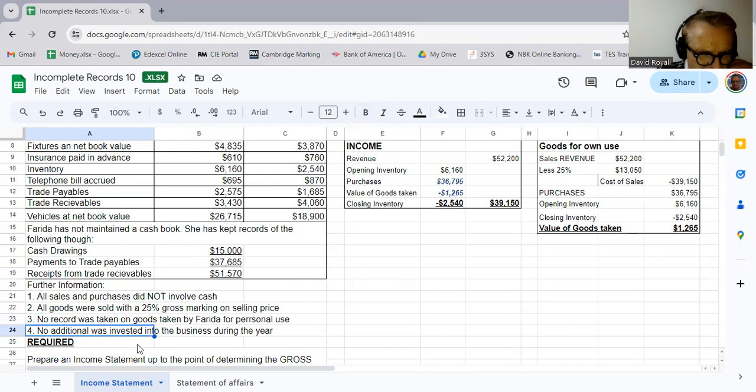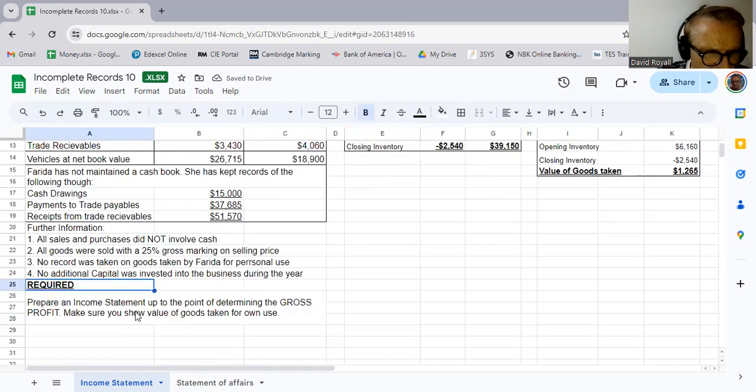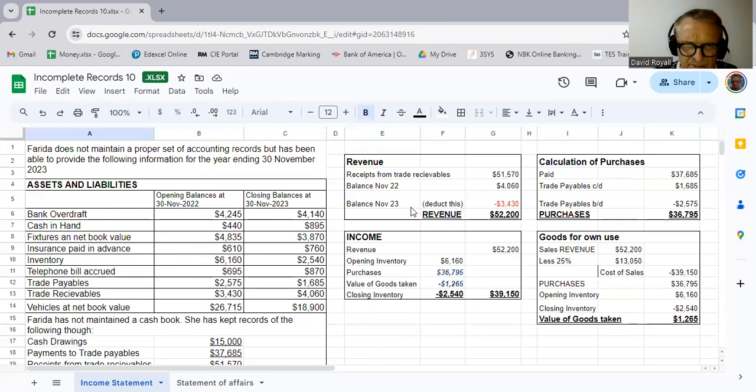And no additional capital was invested into the business during the year. Required: an income statement up to the point of determining the gross profit, and make sure that we show the goods taken for own use. So let's get going on this.